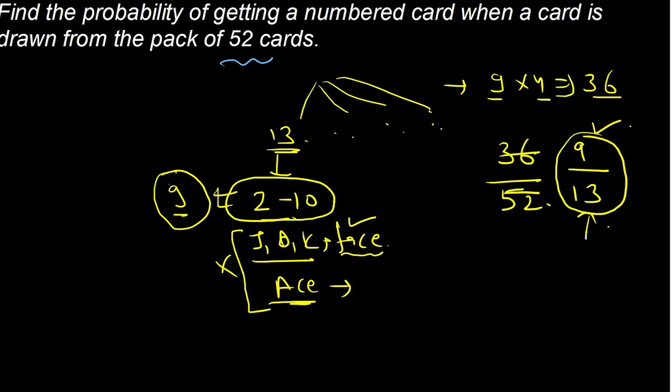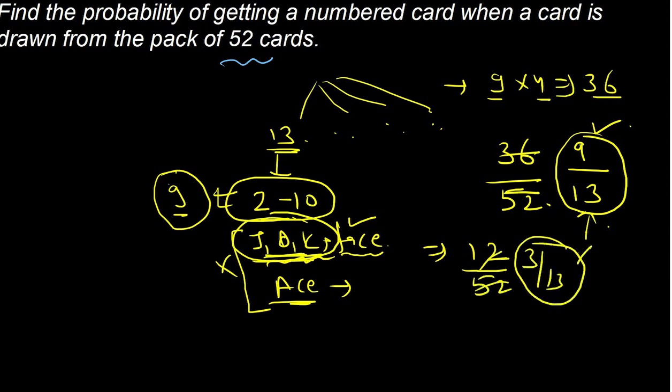If I ask you how many face cards are going to be there, or what is the probability of getting a face card? How many face cards in each suit are going to be there? There are 3 cards. 3 multiplied by 4 is 12. 12 divided by 52, so obviously 3 by 13 is the probability of getting a face card. So these are the probability of a number card, and this is the probability of a face card, okay. Let's come to the next question.